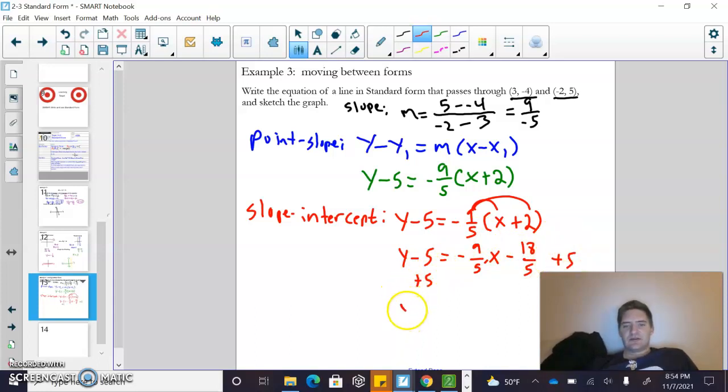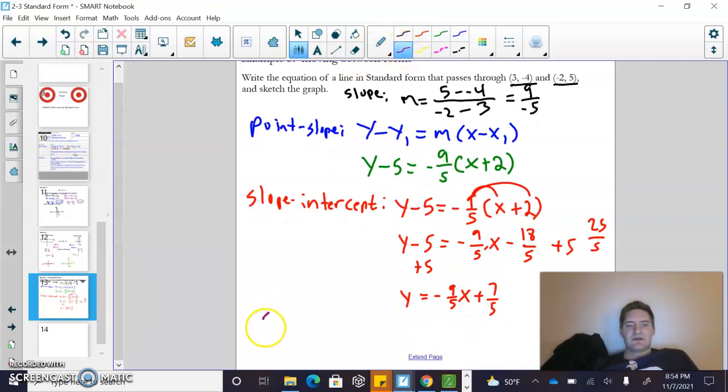So my equation in slope-intercept form is y is equal to -9/5 x plus 7/5. Now how we get the 7/5 is 5 over 1 is really 25 over 5. So we could write -18 over 5 plus 25 over 5 to get 7/5.